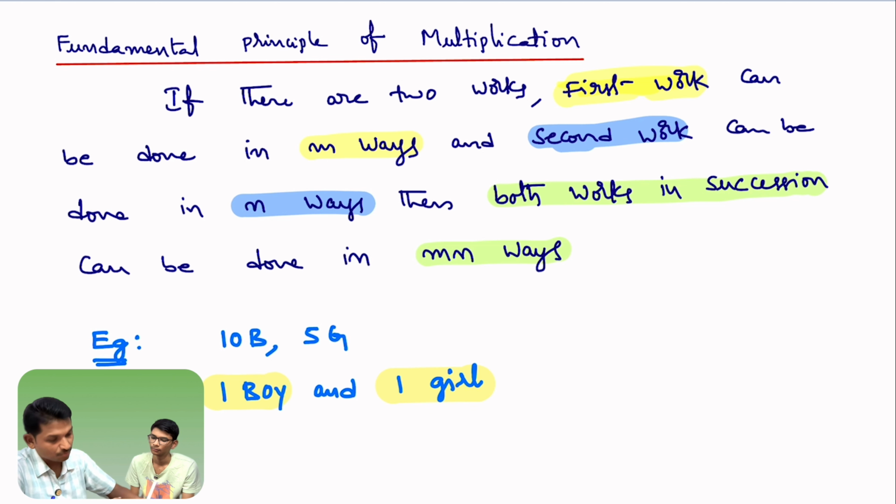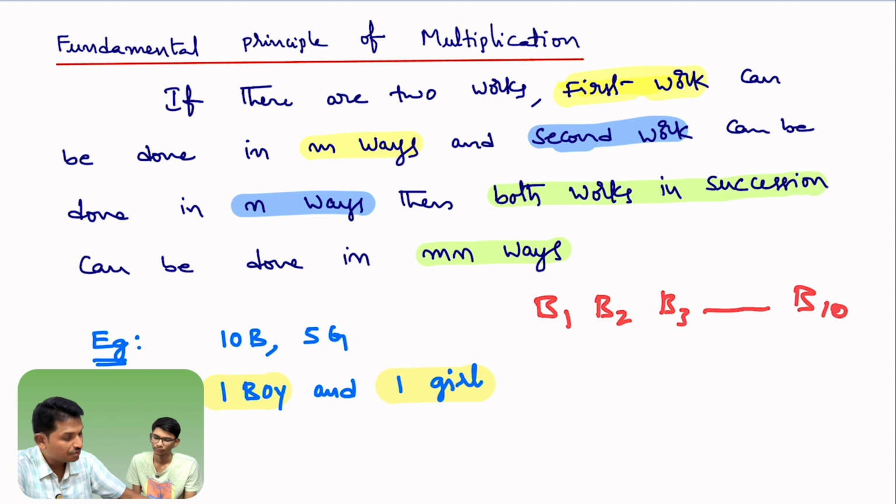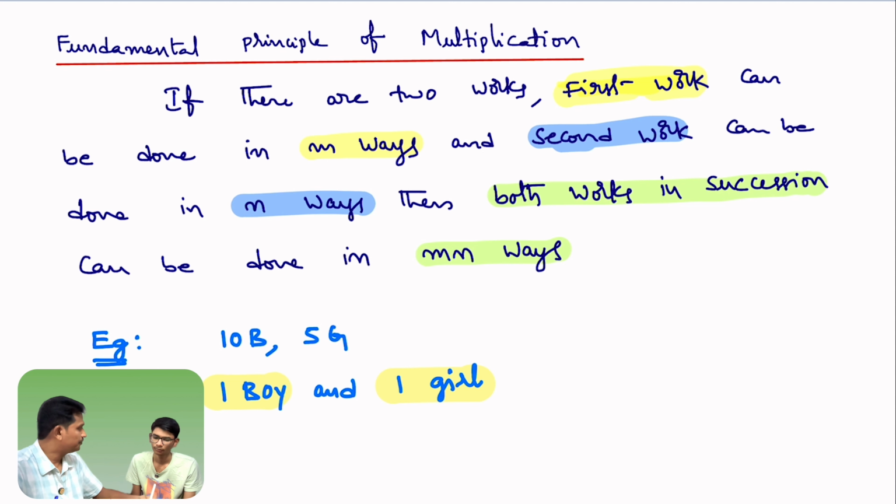You tell one way. Suppose 10 boys are there. You name them B1, B2, B3 like that. 10 boys. 5 girls are there, G1, G2, G3 like that. 5 girls. You tell one way of selecting. B1 and G1.